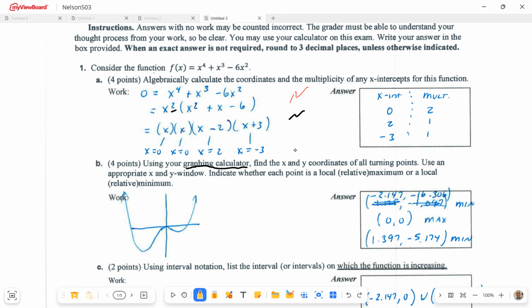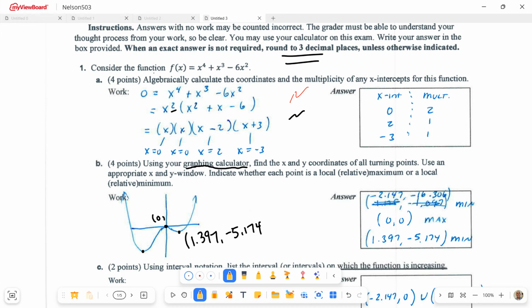Once you have this information organized, and you're on your second problem, it would be good, in my opinion, if you put dots where these things are. You could even put them in your graph over here. Like this is 1.397 comma -5.174. Right in the directions it says round to 3 decimal places, unless the problem specifies something else. And over here put 0, 0.